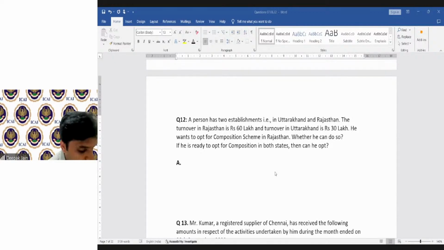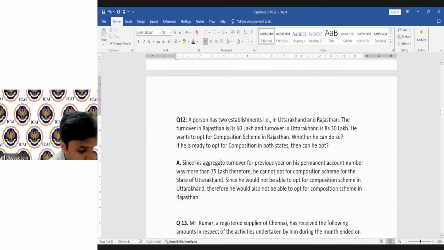Correct. One state, no; if both states, then fine. Since the aggregate turnover in the previous year on his PAN is more than 75 lakhs, and Uttarakhand is a special category state, the limit is 75 lakhs, even though in Rajasthan it is 1.5 crores. But in Uttarakhand it is 75 lakhs, so he cannot opt for the composition scheme for the state of Uttarakhand. Since he would not be able to opt for composition in Uttarakhand, therefore he would not be able to opt for composition in Rajasthan. People who are saying that if both the states he can, no, because if in one state he becomes ineligible, then in the other state also he is ineligible.